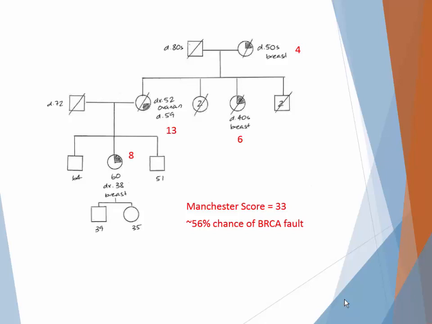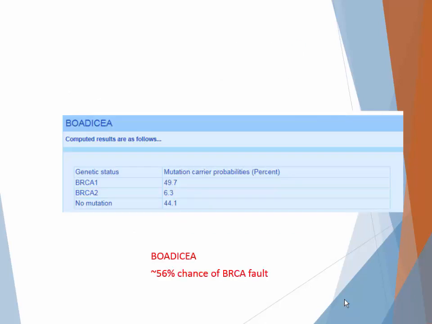So we add all of that up, and there's sort of like a table at the bottom that says if it's a point range between this and this equates to this percentage chance. So her score equated to a 56% chance of a BRCA fault, so very clear that she qualified for testing.